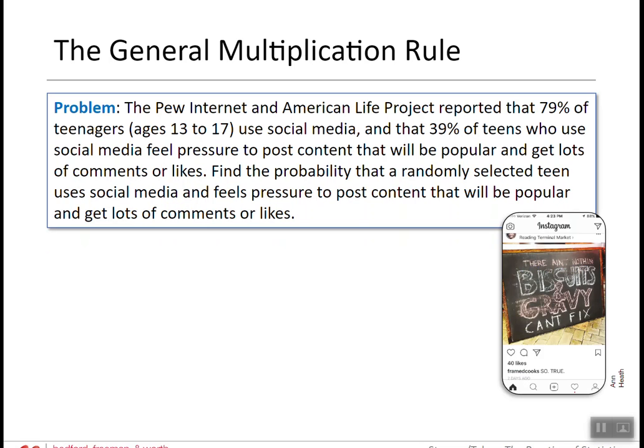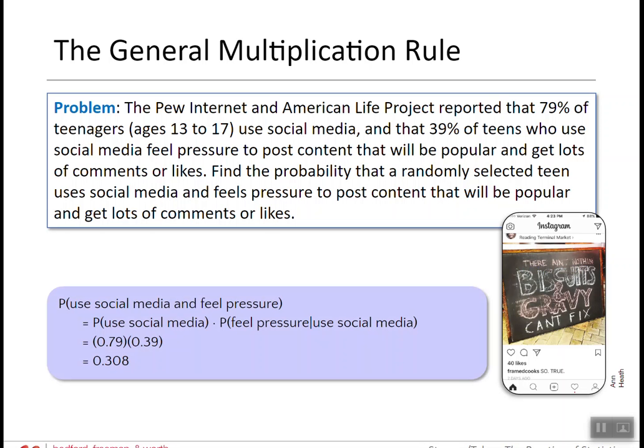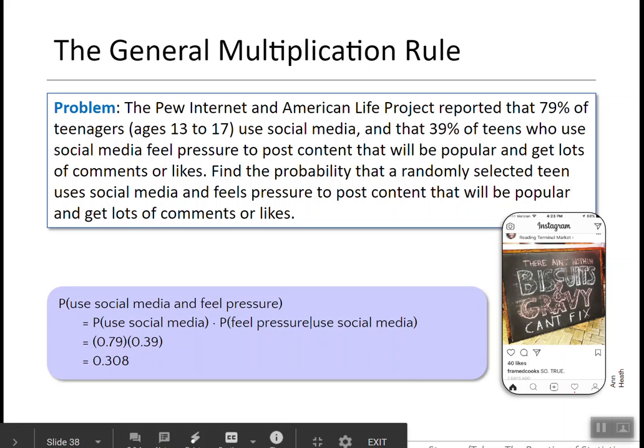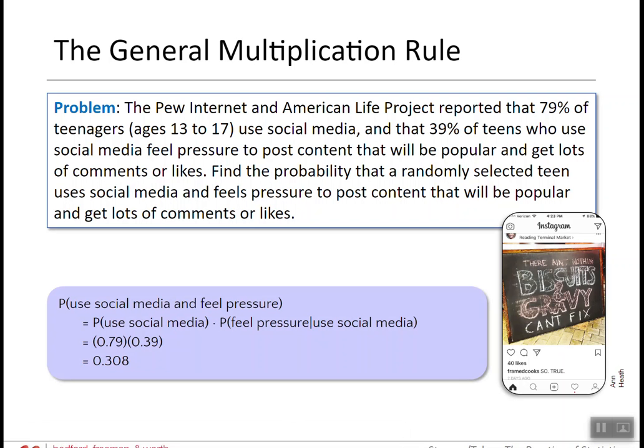So if we're trying to find the probability that a teen uses social media and feels pressure, we're going to start by taking the probability that they use social media, multiplying that by the probability that they feel pressure to post, given that they use social media. And those are the two pieces of information that are given in this paragraph. The probability that a student uses social media is 0.79, and for the teens who use social media, so given that they use social media, the probability of students who feel pressure to post is 0.39. Multiply those together, you get 0.308.